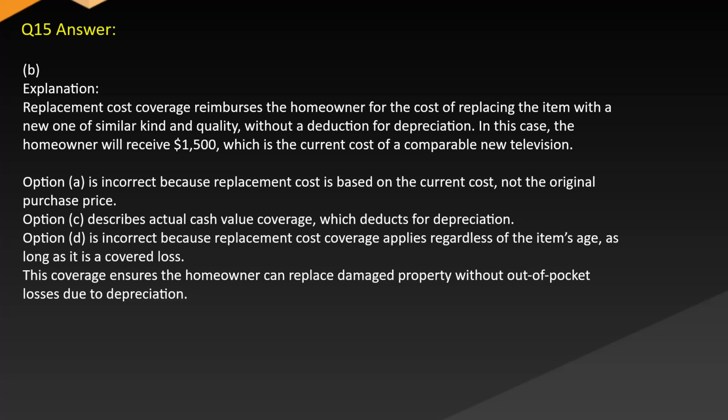Option A is incorrect because replacement cost is based on the current cost, not the original purchase price. Option C describes actual cash value coverage, which deducts for depreciation. Option D is incorrect because replacement cost coverage applies regardless of the item's age as long as it is a covered loss. This coverage ensures the homeowner can replace damaged property without out-of-pocket losses due to depreciation.